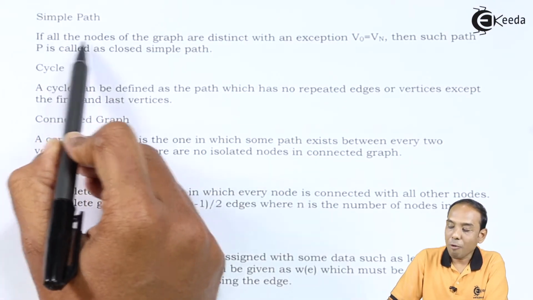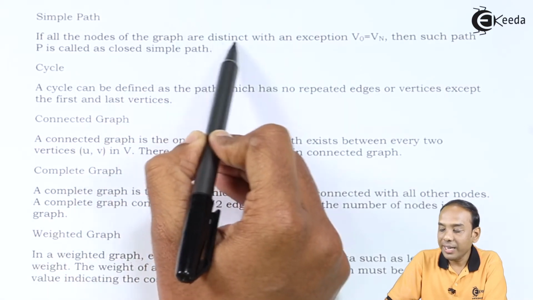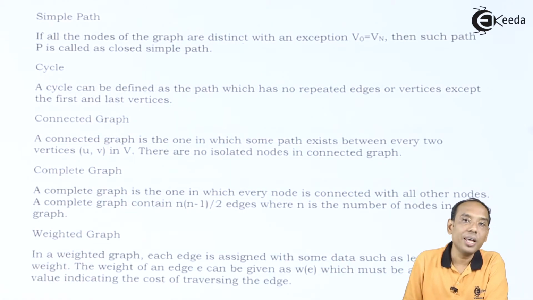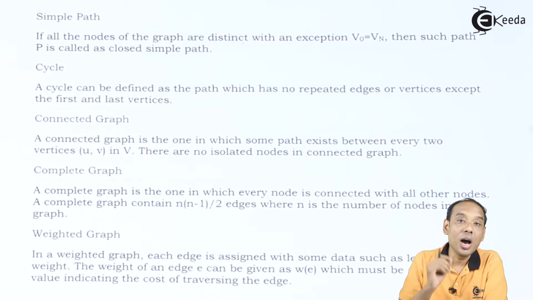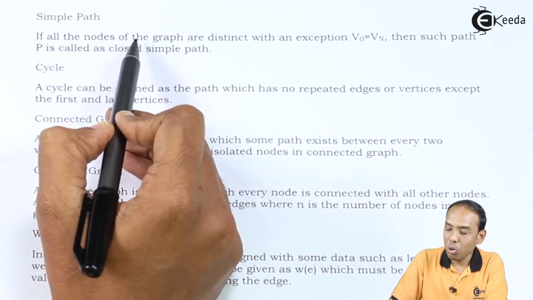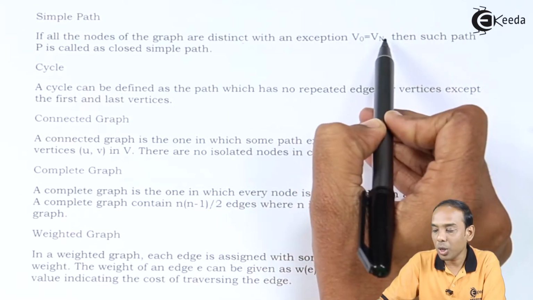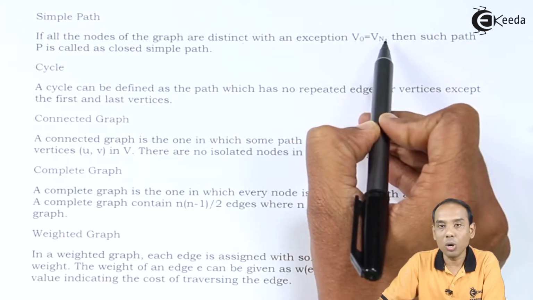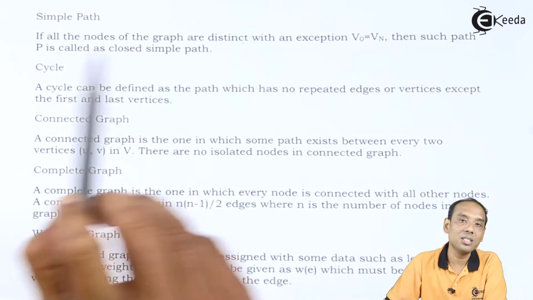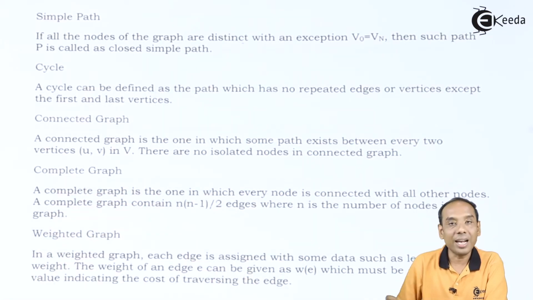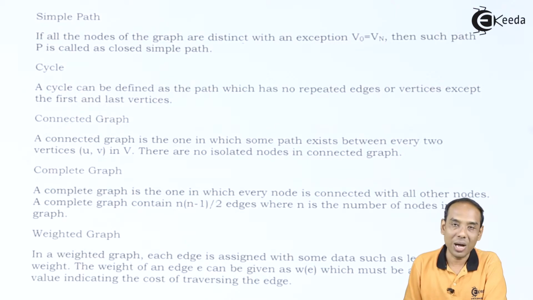Let us look at another set of terminologies. Simple path. If all the nodes of the path are distinct, and what do I mean by distinct? Not repetitive. If all the nodes are distinct with the exception that V0 equals Vn, that is, the initial node equals the destination node, or I can say the terminal node, then that particular path is called a simple closed path.